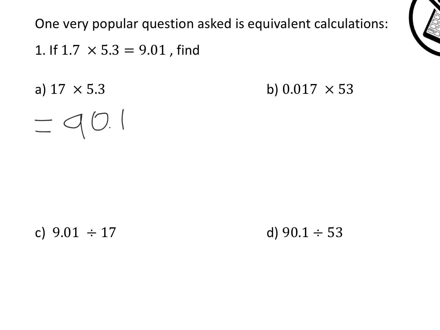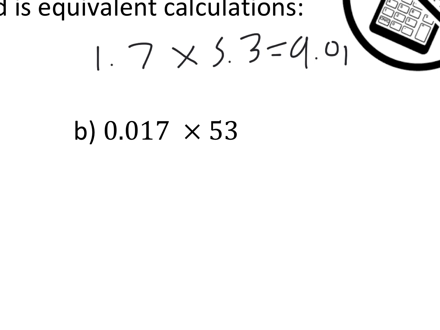I would recommend rewriting the question first of all. So 1.7 times 5.3 equals 9.01. I could have written that down below actually, but it's up above for now. I'm just going to change one of the things. First of all, maybe focus on the 5.3 and making it 53.